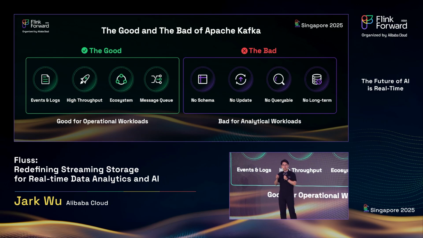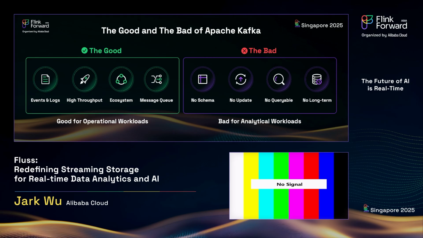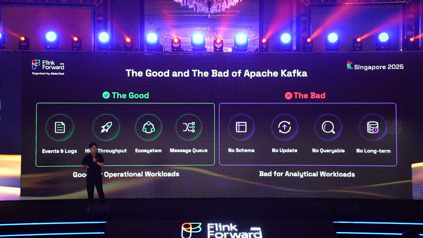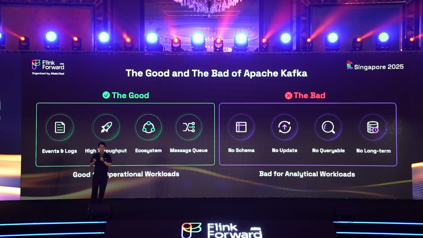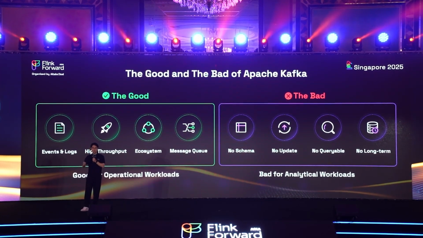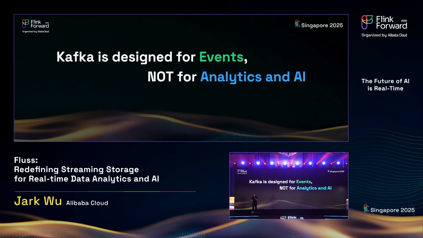Kafka is very great for event-driven communication between microservices. It is also very great for high-throughput log collection. But it is not good for analytics, like using it with Flink, as a dimension table, or integrating with a Lakehouse. Kafka has no built-in schema, and the schema is the foundation for analytical optimizations. Kafka doesn't support updates and is not queryable, which is very common in a data warehouse. And Kafka is not optimized for long-term data; it can only store very short-term data, which limits many analytical use cases like logistics. So Kafka is good for operational workloads, but bad for analytical workloads, because Kafka is designed for events, not for analytics and AI.